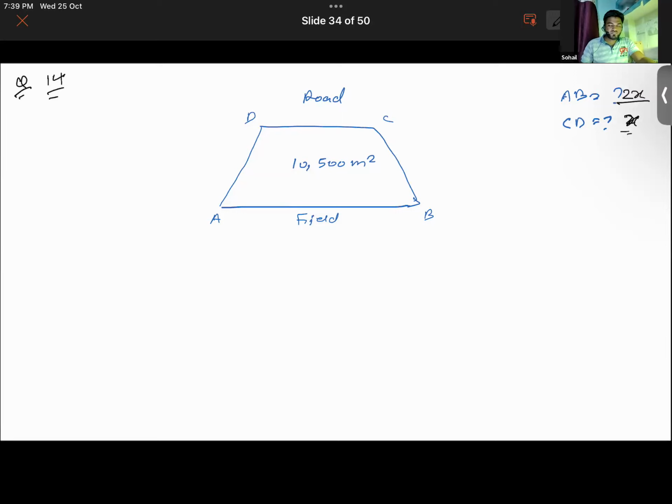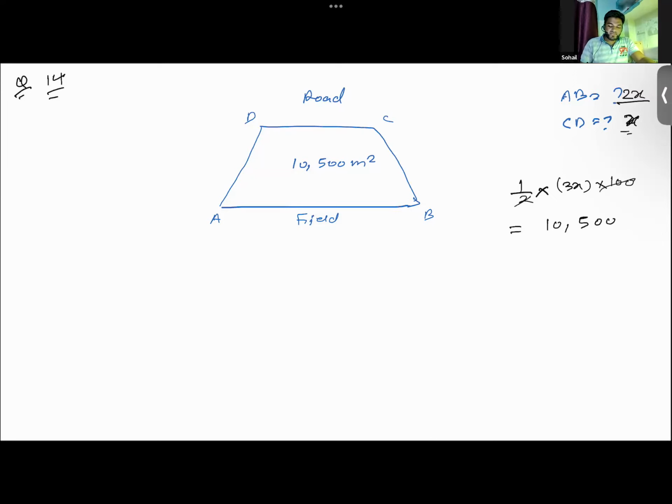Now, according to the question, half times the length of the two parallel sides, that is 2x plus x, that is 3x, multiplied by the distance between them. Here in the question, it has already been provided 10,500 square meter. So let's cancel it out. So x equals 10,500 divided by 150. 50 times 7 is 350, and 10 will be here. So x equals 70. So 2x will be 140 over here. So it was a simple question.